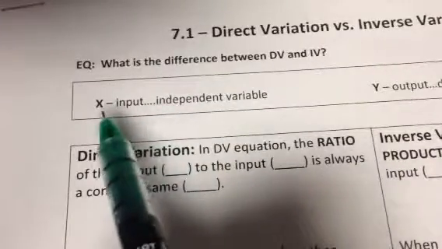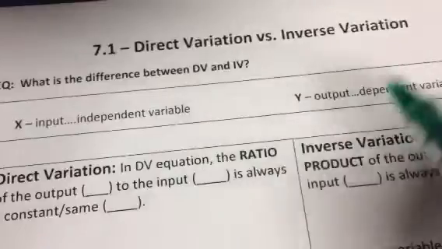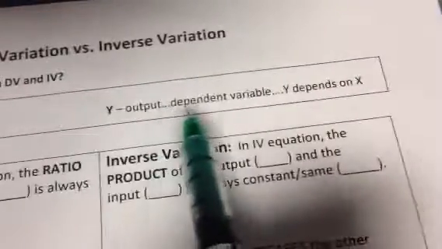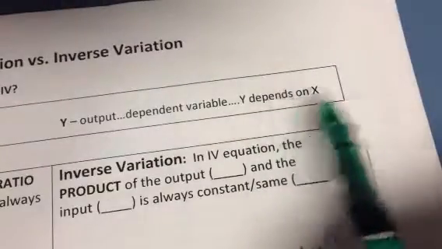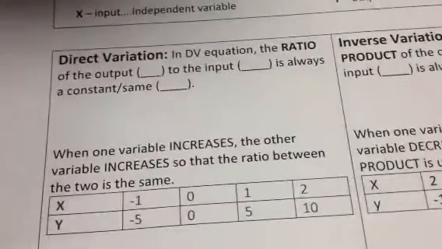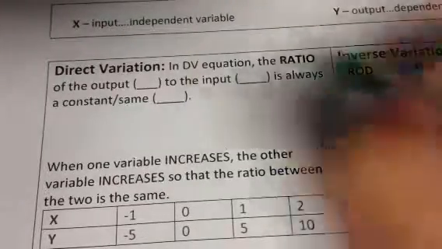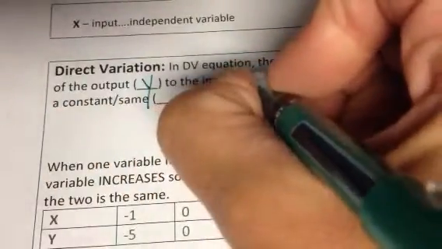And the first thing you need to know is that X is considered the input, it's our independent variable. And Y is our output, it's our dependent variable, and Y depends on X, okay? So the first thing we're just going to talk about is direct variation. So direct variation is a ratio, and it's the ratio of the output, so it's a ratio of Y to the input of X.